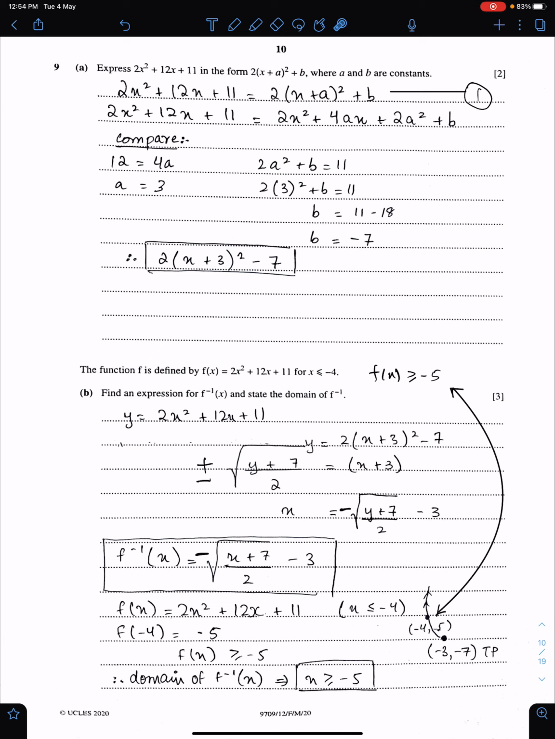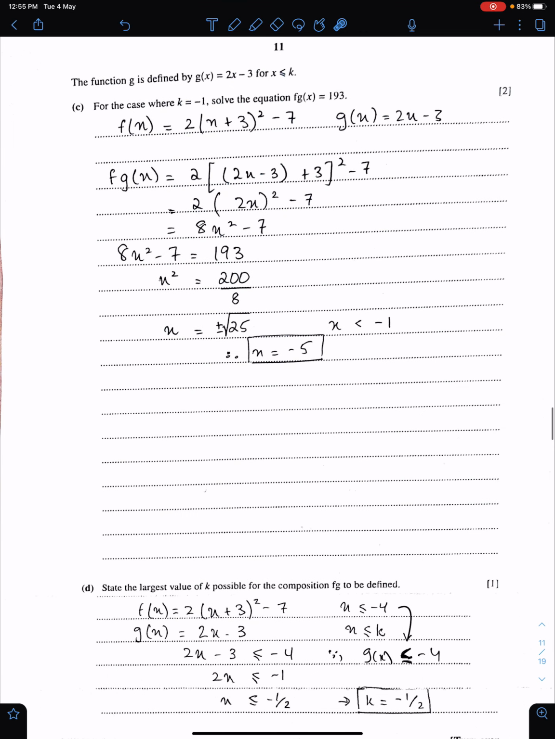So two things are very important. In fact, three things are very important in this question. Number 1, use the completed square form for inverse. Number 2, decide the sign carefully from these two. According to this domain, decide negative sign, take negative. We decided negative. And work for the range of this function for this domain, because this range will become the domain of f inverse.